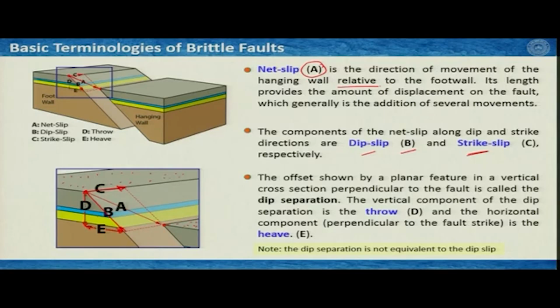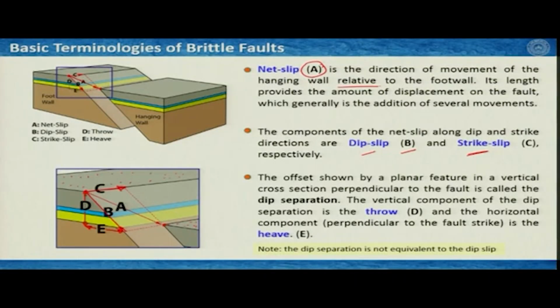Now, clearly we can see that the fault movement can be such that you have dip slip 0 and only strike slip. At the same time, you can have 0 strike slip and only the dip slip component. So, net slip can vary from strike slip to dip slip along a fault plane.